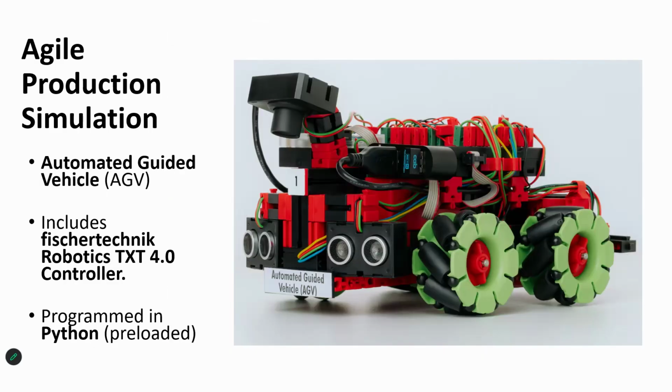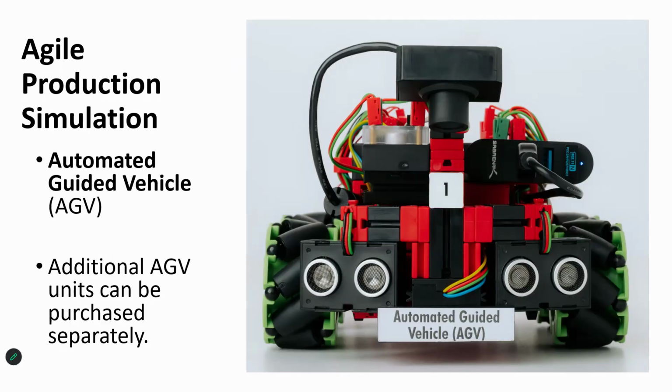Now, just to provide a little more information on the AGV, again, it's of course the module which transports the workpieces from one workstation to another. It's controlled by a fischertechnik Robotics TXT 4.0 controller, which has been pre-programmed using Python. It's a track-bound vehicle that follows the printed black tracks on the factory floor. It uses ultrasonic sensors to detect obstacles that may be in its way.